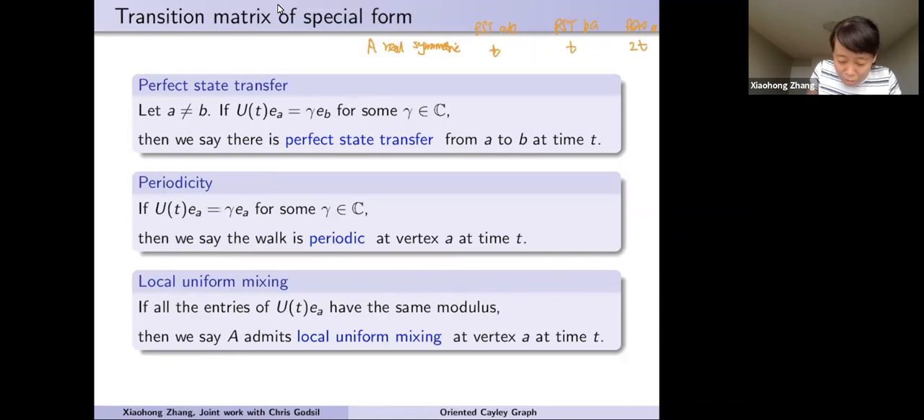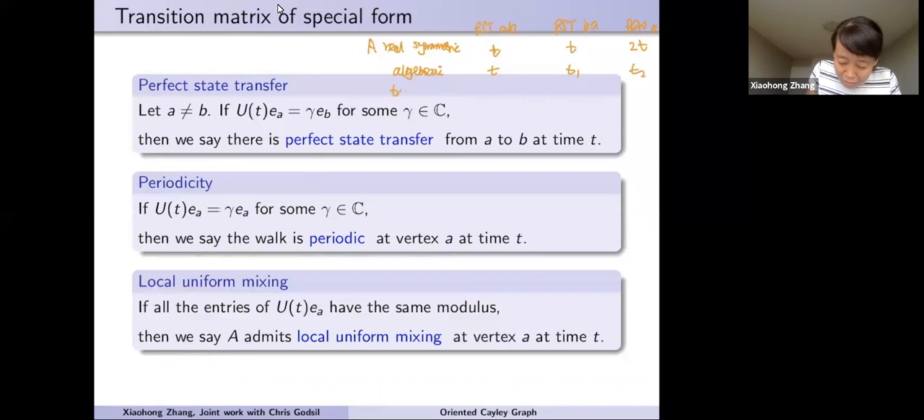If all the entries of A are algebraic numbers, and PST from A to B happened at time t, then PST from B to A and periodicity at vertex A are also guaranteed, but it doesn't have to happen at time t or for periodicity at 2t. There's just some time t2 or t1 that makes it happen.